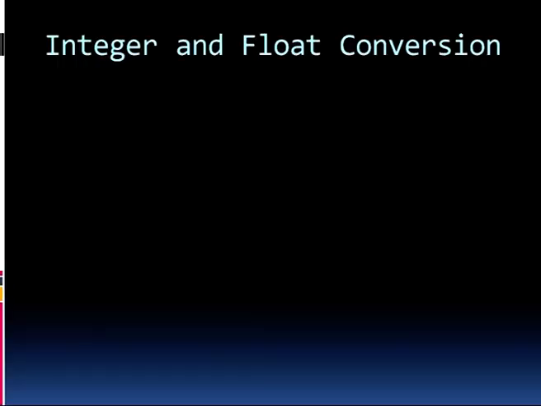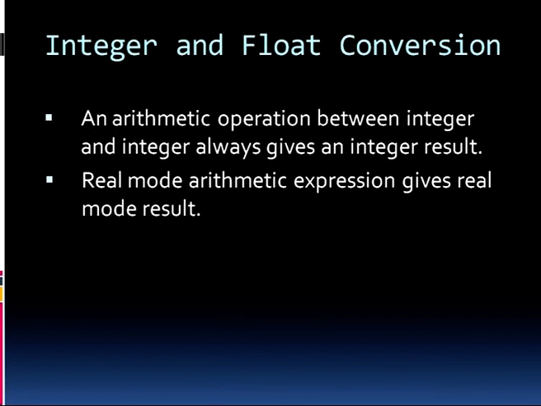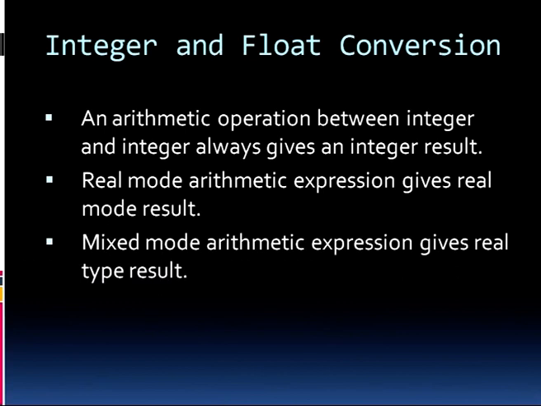Dear students, you should remember that some types of conversions are automatically performed in language C. For example, an arithmetic operation between integer and integer always gives an integer result. Real mode arithmetic expression always gives a real result, but a mixed mode arithmetic expression gives a real type result. If there is any operand of integer data type, then the value of the integer variable will be automatically converted to the real data type.